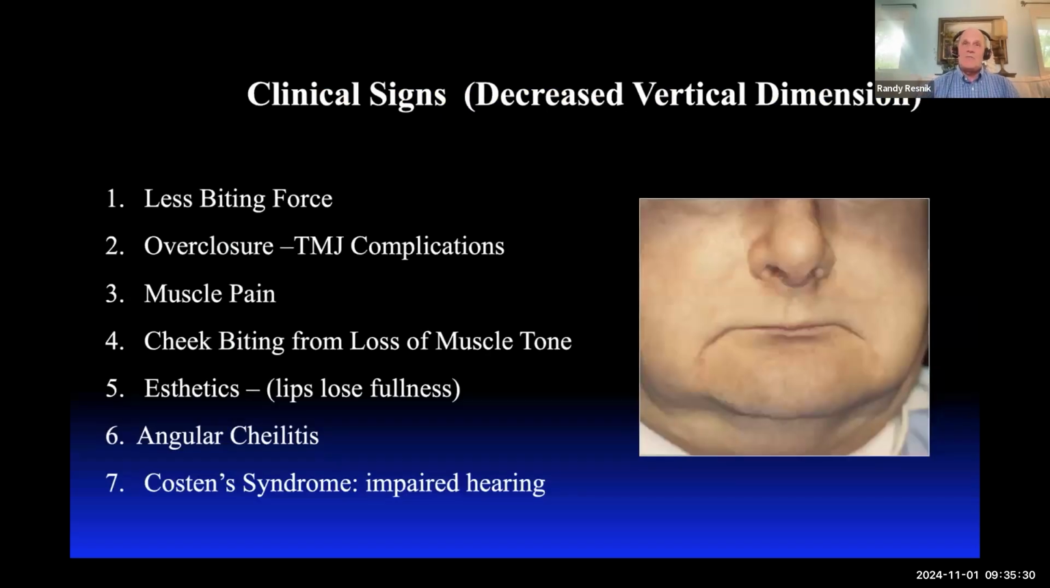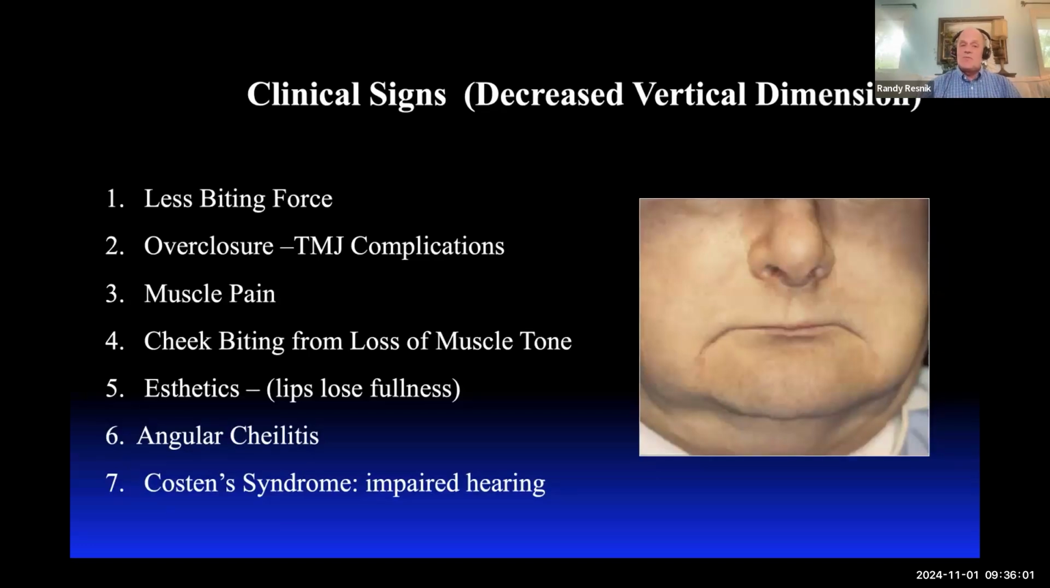You're going to have less biting force. The reason is those muscles are going to be overextended. They're not going to be able to allow you to bite with the force they had when they had their natural teeth. You're going to get overclosure. So the TMJ, you'll start to get disc problems or subluxate the TMJ out of the glenoid fossa. You'll start to get muscle pain. The muscles will start to lose tone, and then the patient will start biting their cheeks.